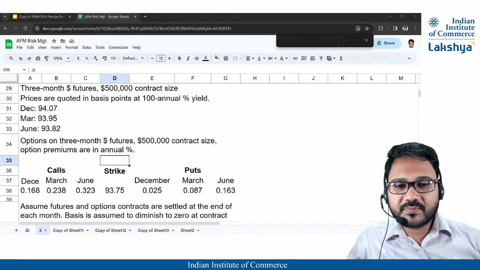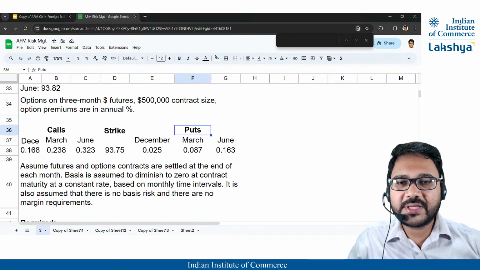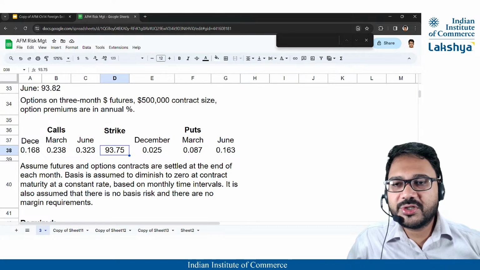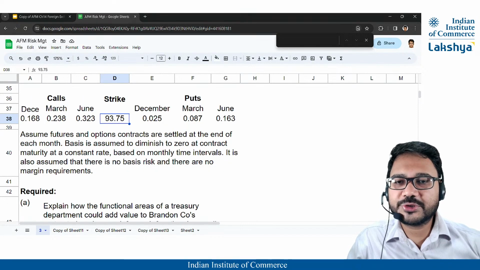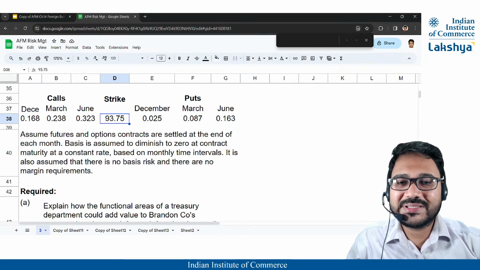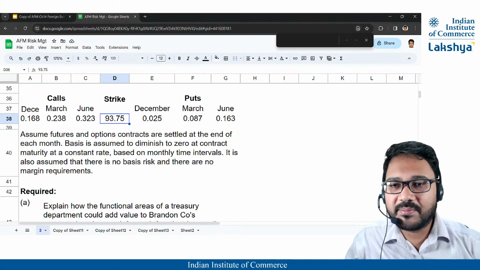All right. So, yeah, we decided puts, March options, strike price, no decision needs to be made in this case. Assume futures and option contracts are settled at the end of each month. Basis is assumed to diminish to zero at contract maturity at a constant rate based on monthly time interval. It is also assumed that there is no basis risk and there are no margin requirements.